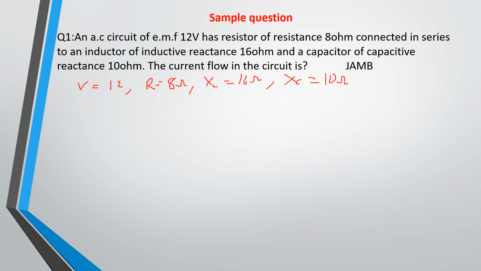Okay, so what you just need to do is find the impedance first, because current is given to you to be equal to voltage all over impedance, which is the same thing as voltage all over square root of R squared plus, in bracket, XL minus XC, bracket squared. So yeah, voltage is already given to be 12.